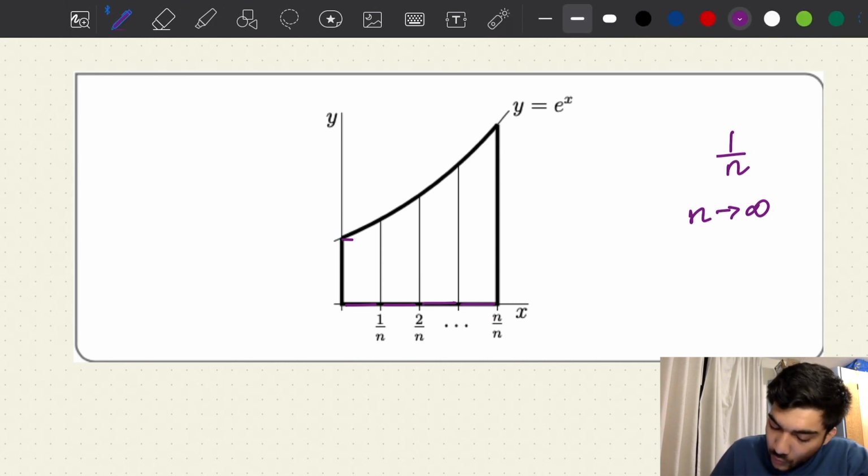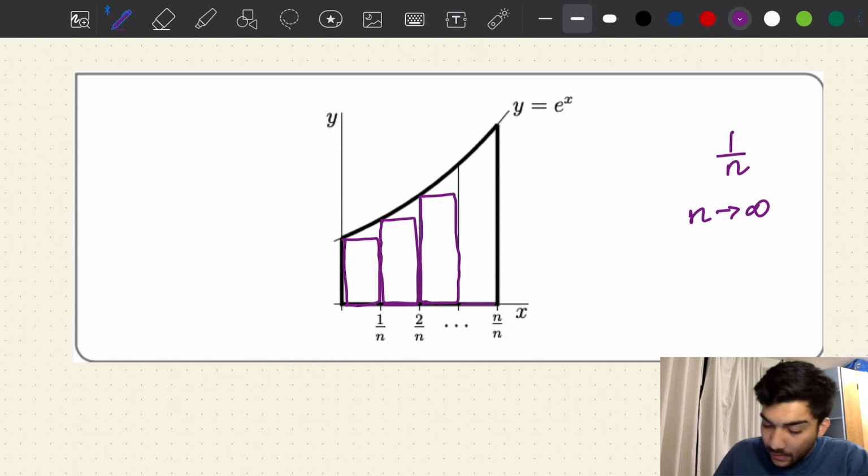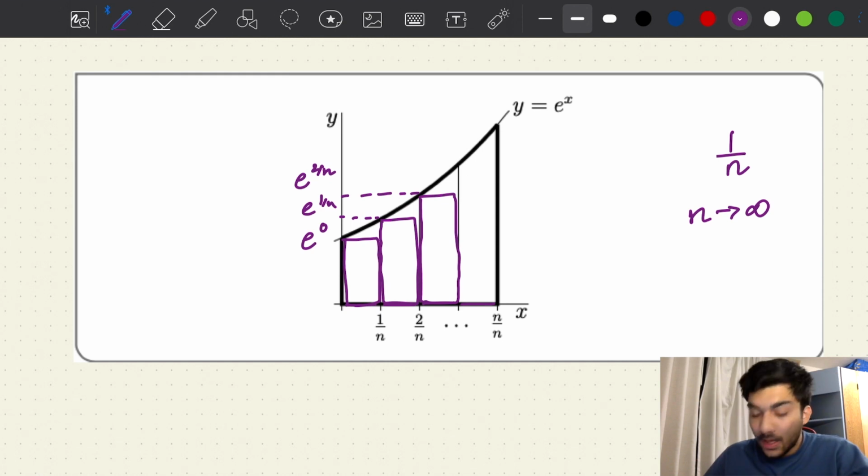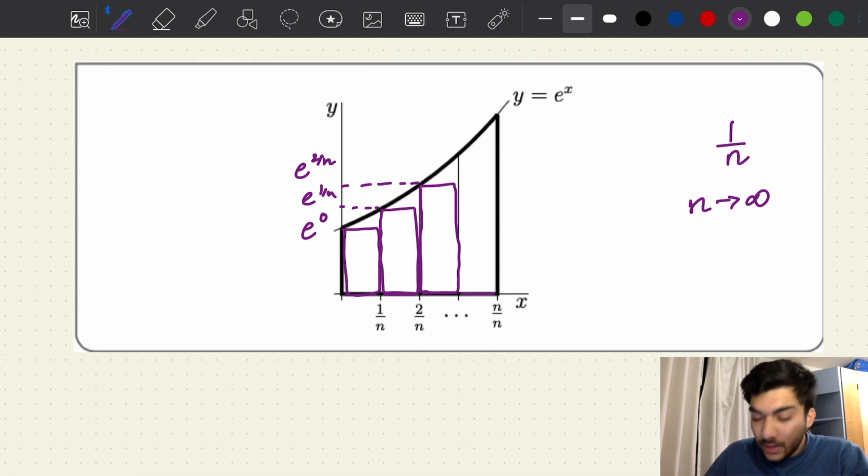And you see one more thing, that if I take these rectangles of widths 1 by n each, I'll get consecutive rectangles of height e to the power 0, and then e to the power 1 by n, and then e to the power 2 by n. And based on the pattern for the height of the rectangles that I observe, I realize that I'll have to use geometric series calculation somewhere in my actual area under the curve calculations as well. So we'll start with the calculations.